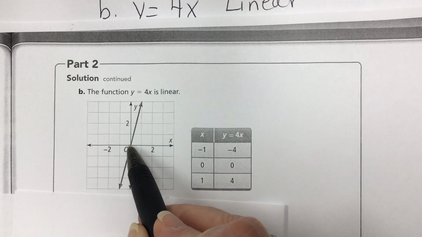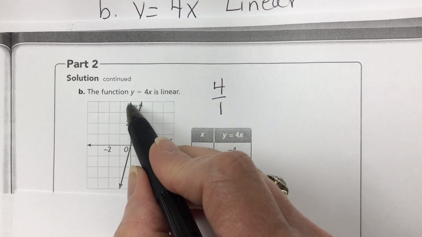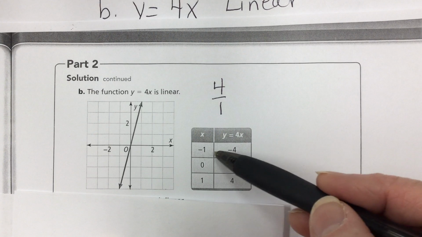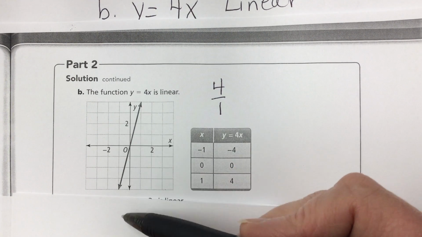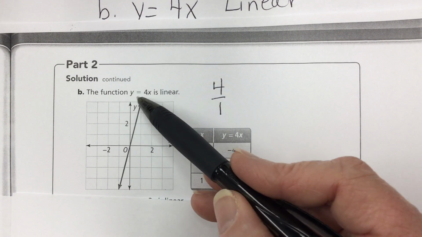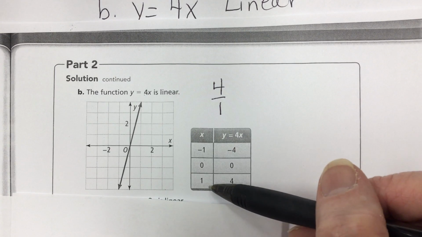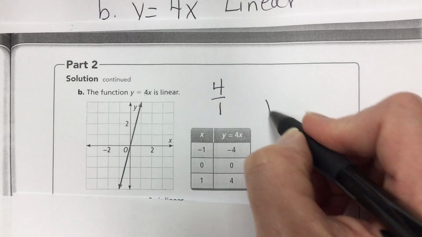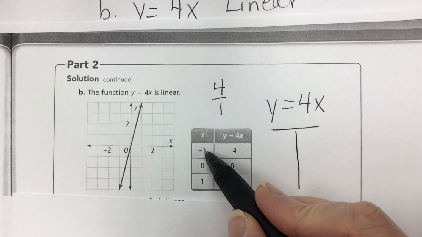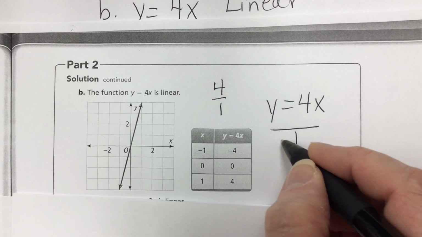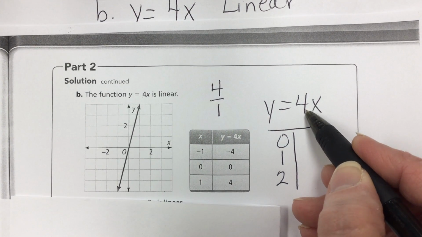It passes through the origin, and your slope is 4 over 1. You could rise 4, run 1. Here, some values were picked. You plug them in one at a time, and you have graphed this line. So you could just make a table and plug them into the equation y equals 4x. This chart picked -1, 0, and 1. We could still pick 0, 1, and 2. Plug them in one at a time.